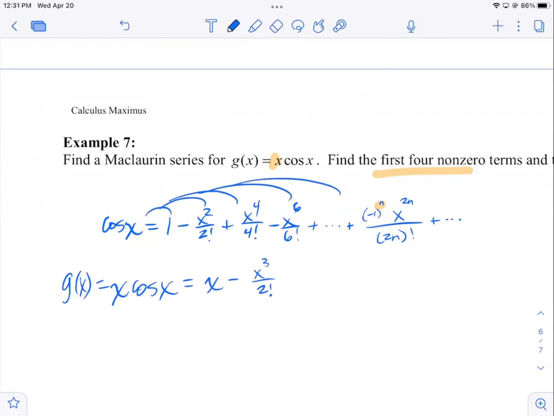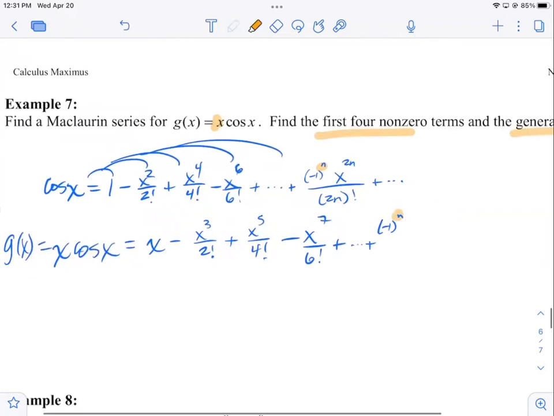No. Yeah, it's x over 1. So you just multiply your x's together. So plus x to the 5th over 4 factorial minus x to the 7th over 6 factorial plus dot, dot, dot, plus negative 1 to the n. Again, I always come back and check that n just to make sure.